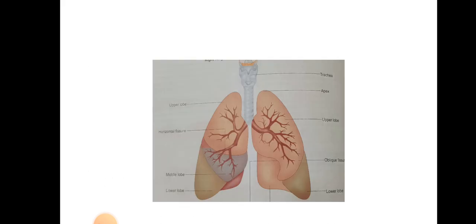We can see the lungs in the diagram. We can see the upper lobe, middle lobe and lower lobe on the left side, and on the right side we can see the upper lobe, oblique fissure and lower lobe. We can also see the trachea, the apex of the heart and the apex of the lungs.